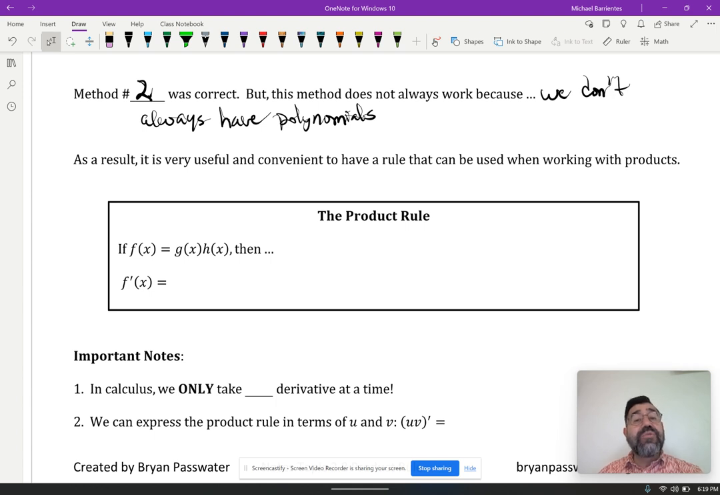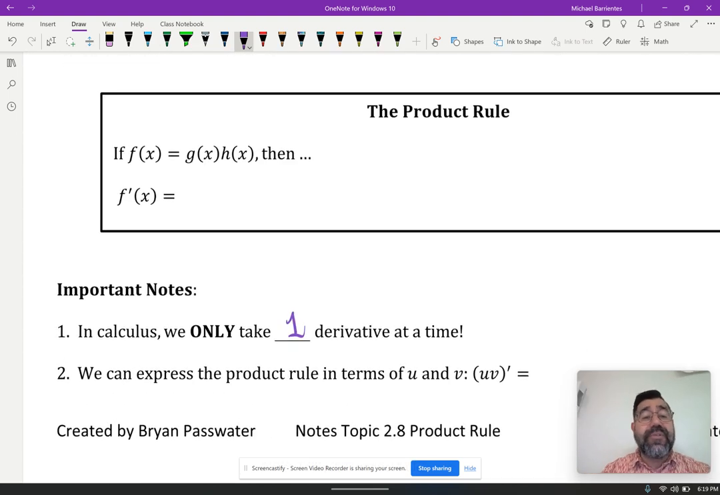So the product rule is specifically used whenever we are multiplying two functions. We cannot take two derivatives and multiply the two derivatives. We can only take one derivative at a time. As a matter of fact, one of the notes on the bottom here is, in calculus, we only take one derivative at a time. So when we write the product rule, this is the shortcut formula.